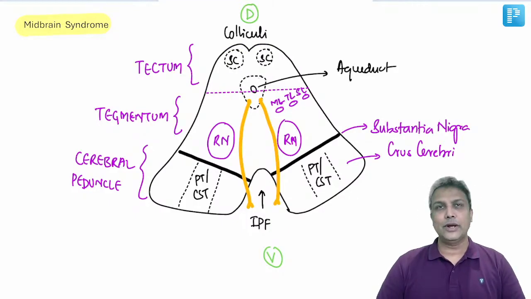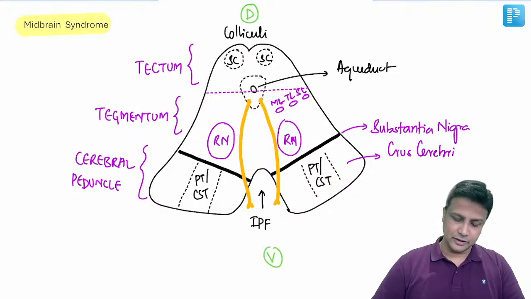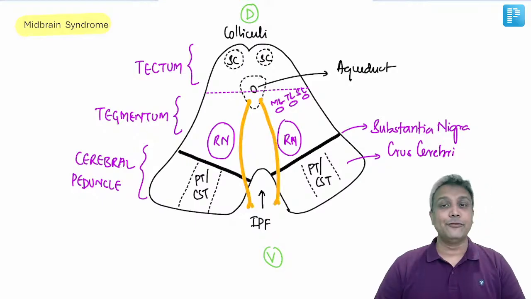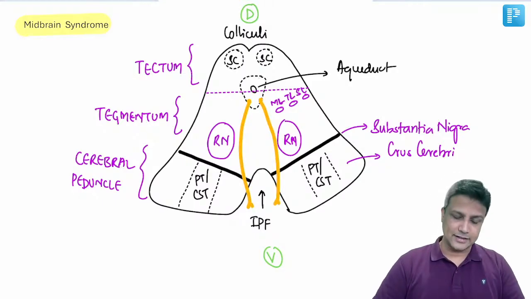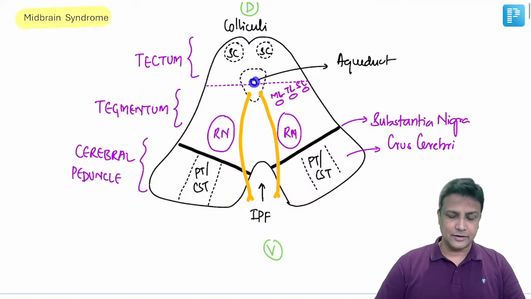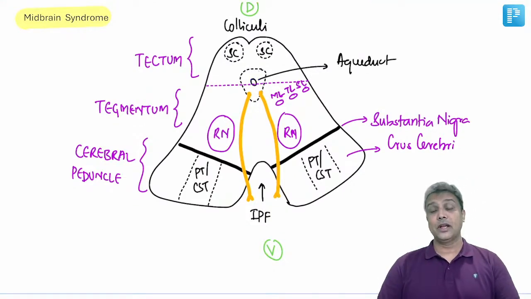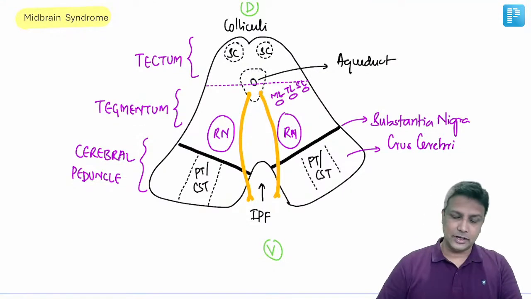The difference is that when you take the section at the level of the superior colliculus, you'll be able to find the third nerve here, whereas at the level of the inferior colliculus, you'll be able to appreciate the fourth nerve. So right now we are taking the section at the level of the superior colliculus. And in the middle, you'll be having the aqueduct of Sylvius. That aqueduct of Sylvius will be an important landmark.